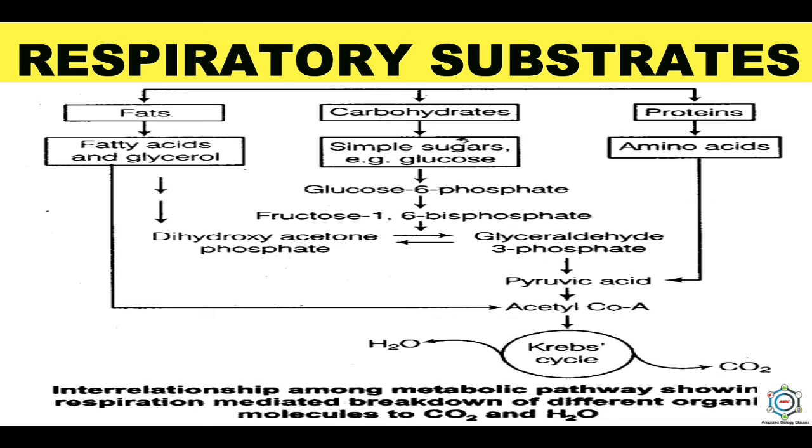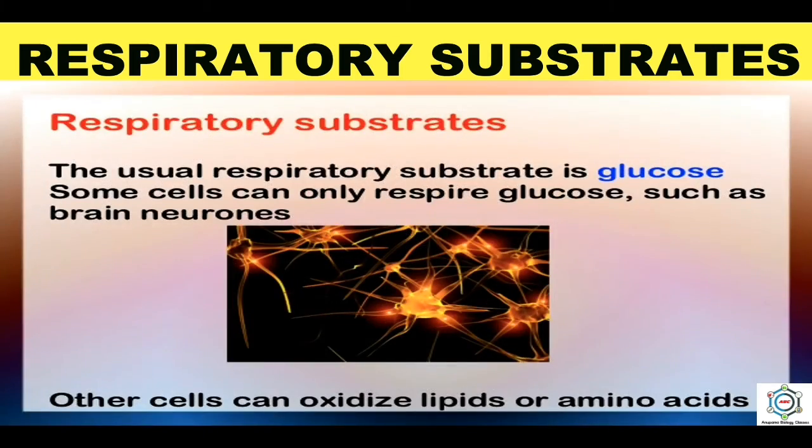So here you can see the interrelationship among the metabolic pathways, showing the respiration mediated breakdown of different organic molecules to carbon dioxide and water. So this is the oxidative degradation pathway of various respiratory substrates like the fats, carbohydrates and proteins. So first, see here the usual respiratory substrate is glucose. Some cells can only respire glucose, such as brain neurons. Other cells can oxidize lipids or amino acids. So glucose is a monosaccharide hexose molecule which acts as the chief respiratory substrate in plant catabolism.